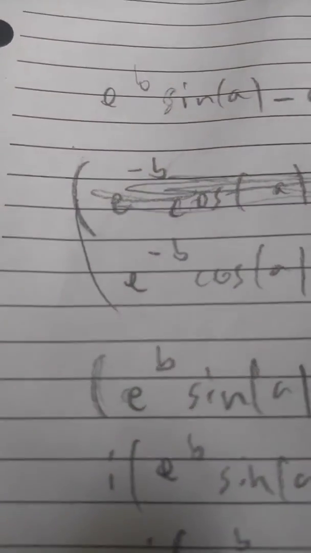e to the b cosine of A. You'll see this soon: e to the negative b cosine of A times e to the negative b sine of A plus e to the b sine of A. As you can see, that's just what I wrote down.